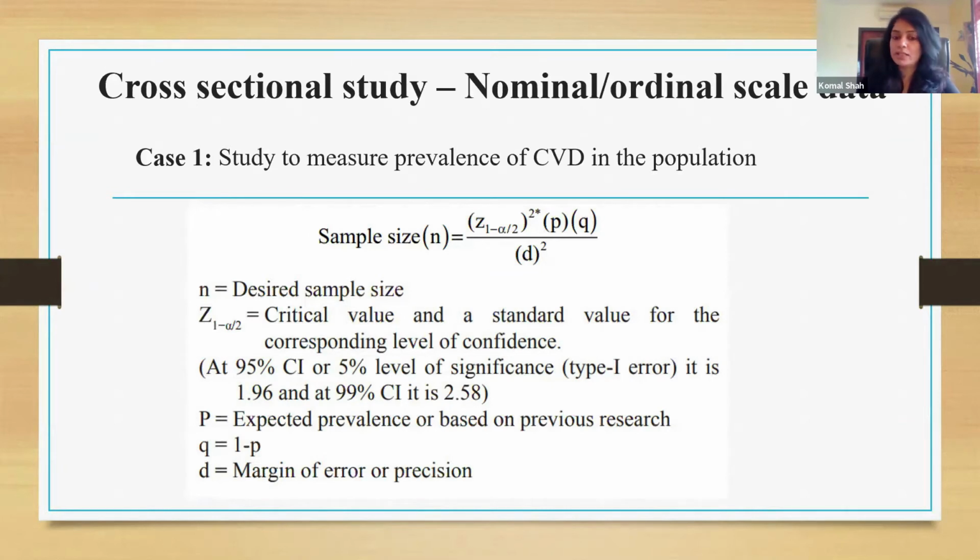Z is my critical value that corresponds to the level of significance. As we had seen in the previous slide, my level of significance should be 0.05, which corresponds to the 5% of type 1 or alpha error, and the corresponding Z value for that alpha error is 1.96. So for the majority of sample size calculations, this remains constant.